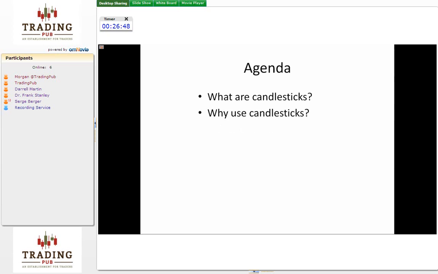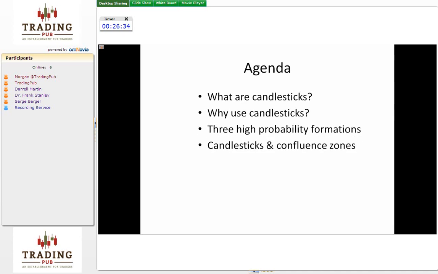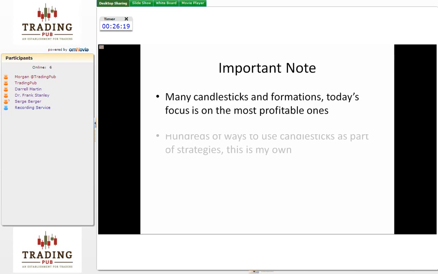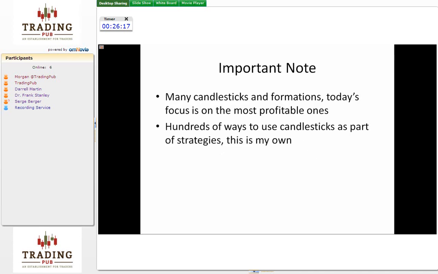So now I hope everyone's understood the general confluence zone I look for. It's now time to look at the candlesticks. What are candlesticks? We're going to quickly go through the definition of candlesticks. Why use candlesticks? The answer is obviously because they work. I'm going to look at the 3 highest probability formations that I know, and again, I use them in conjunction with that confluence zone I just discussed. Okay. I hope this makes sense.